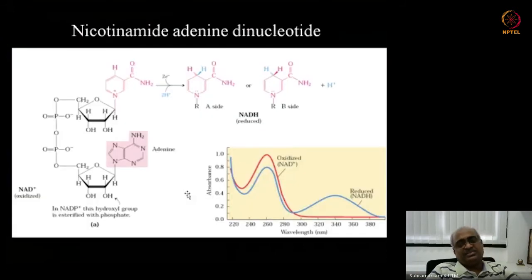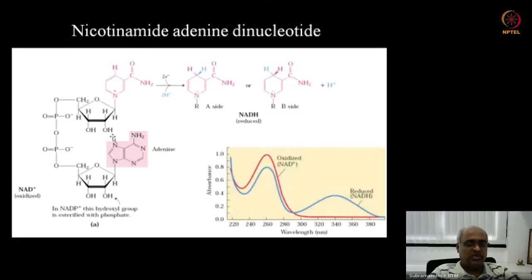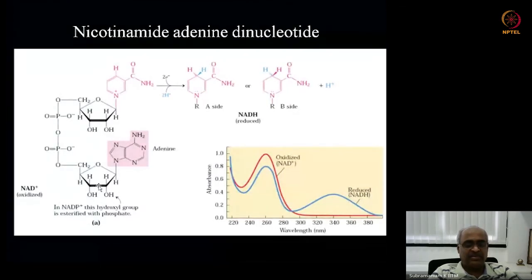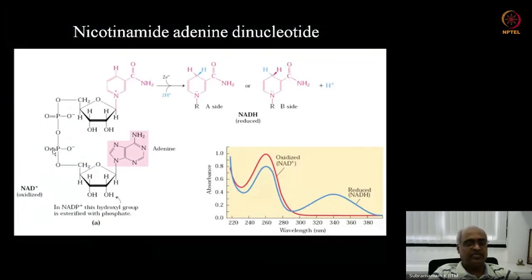So here is the structure of nicotinamide adenine dinucleotide. That is NAD. This structure you already know. You know adenine, one of the nitrogenous bases in nucleotides in our DNA or RNA. And we know the ribose sugar already. We also know the phosphate, and a nucleotide means these 3 together. We learned this in very early lectures.